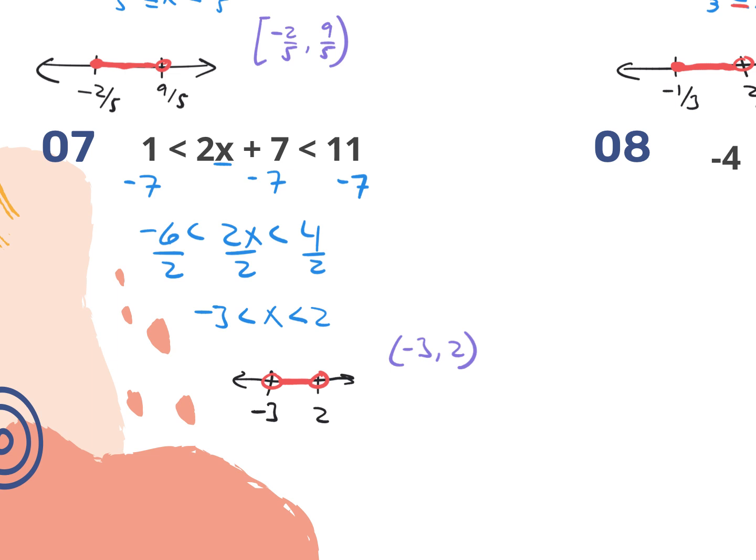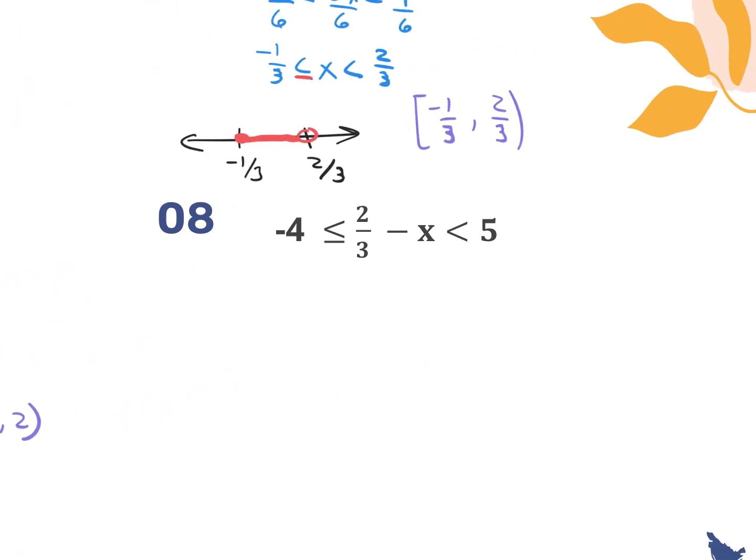All right, not bad. So let's look at the last one. Again, as before, you don't have to deal with fractions if you don't like fractions. So you can multiply everything by 3 to get rid of that denominator, because if you have a denominator of 3, it's going to cancel out if you multiply by 3. And then distributing that 3 everywhere, we're going to get 3 times negative 4 is negative 12, is less than or equal to 2, because the 2/3 and the 3 cancel, minus 3x is less than 3 times 5 is 15.